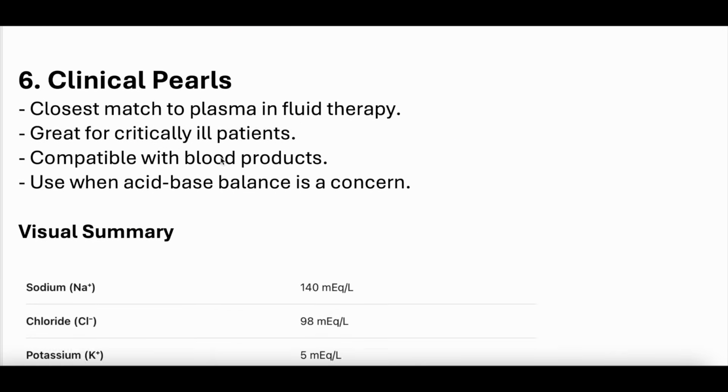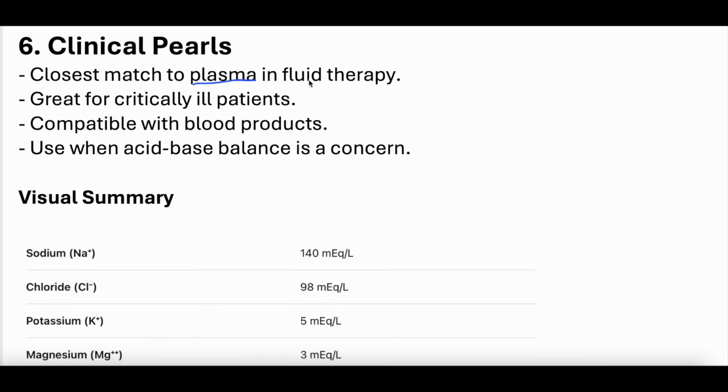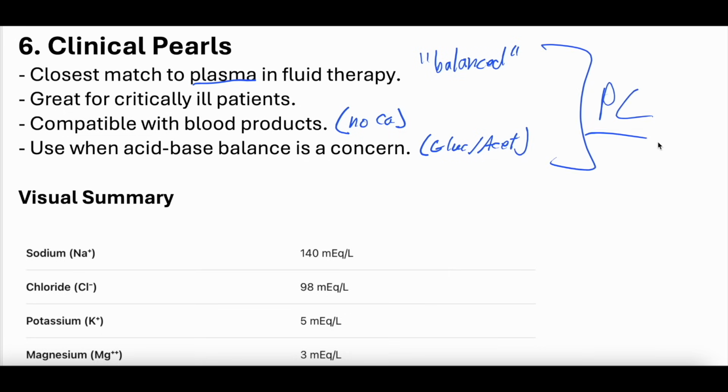All right, clinical pearls. This is the closest match to plasma for fluid therapy. This is the most balanced, the most similar to the serum. Great for critically ill patients because it's so balanced. It is compatible with blood products because it does not have calcium. There's no calcium in it. When acid-base balance is a concern, especially when you're acidemic, because it has 2 buffering agents, gluconate and acetate. So all those are things to keep in mind with our friend here, PlasmaLyte.